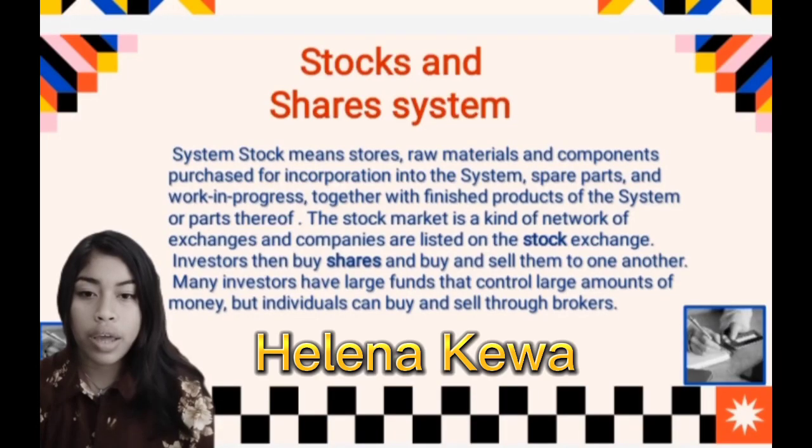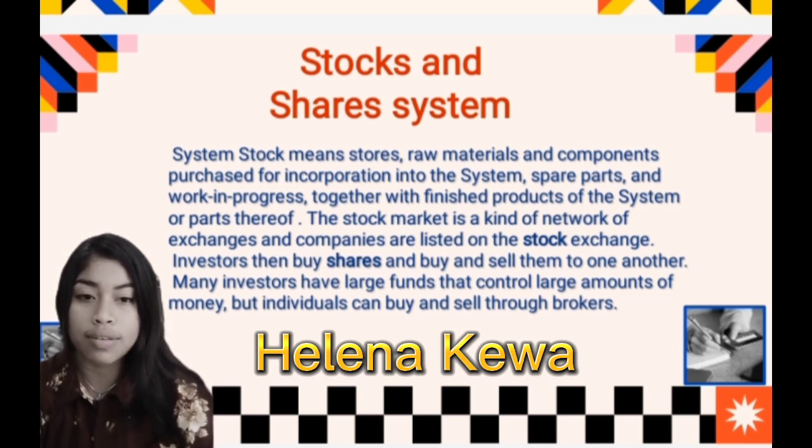Thank you. Stock and share system. System stock means stocks, raw materials and components processed for its operation. In the system, spare parts and work in progress, together with finished products, are part thereof. The stock market is a network of exchanges, and companies are listed on the stock exchanges. Investors then buy shares and buy and sell them to one another. Investors have large funds to control large amounts of money. Individuals can buy and sell raw products.